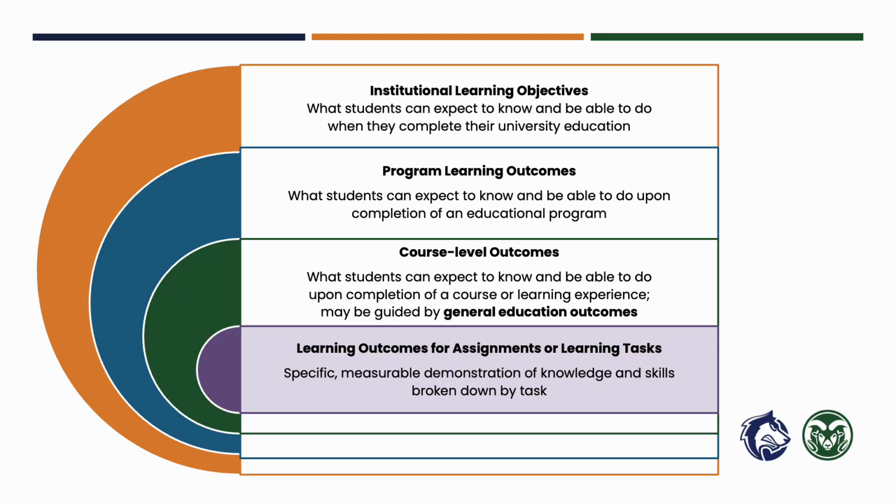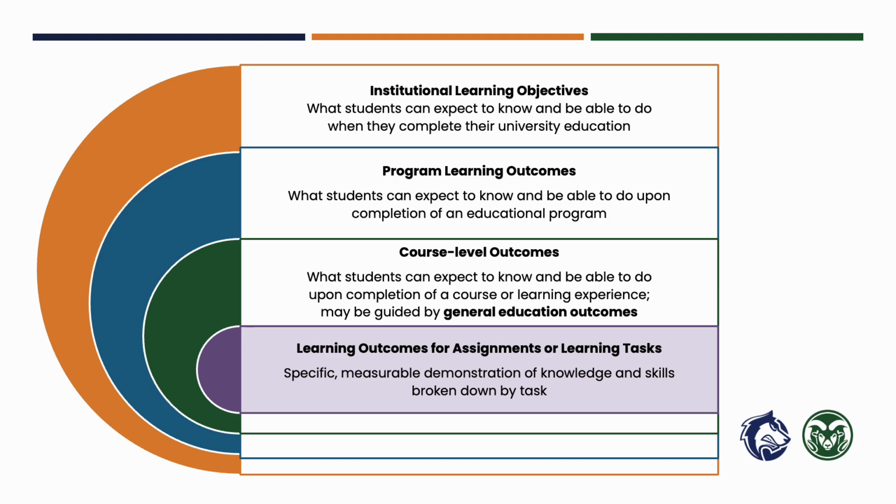Learning outcomes are developed to guide educational decisions at multiple levels. Some institutions have identified institutional learning objectives. CSU Pueblo has not, although CSU Fort Collins has new institutional learning objectives as of May 2025. These institutional learning objectives define what students can expect to know and be able to do when they complete their university education. Program learning outcomes usually exist at the degree program level, and these are what students can expect to know and be able to do upon completion of that program.